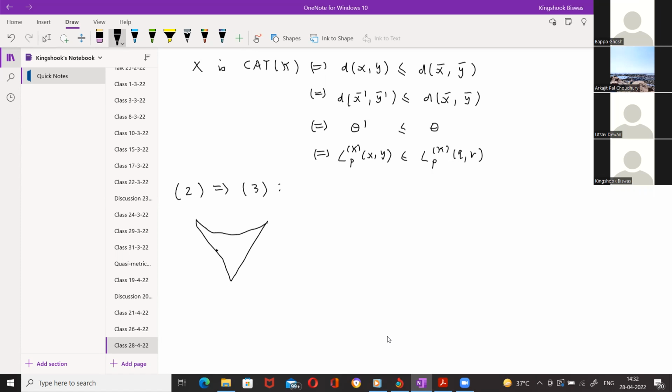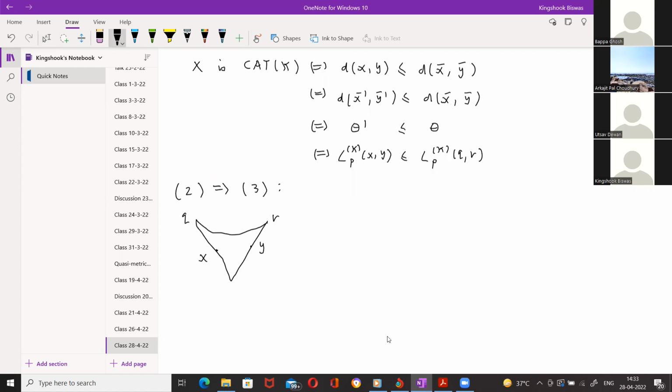I'm taking 2 points x, y. I have to show that the comparison angle between x and y is less than or equal to the comparison angle between Q and R, right? Okay, so what I do is the following.